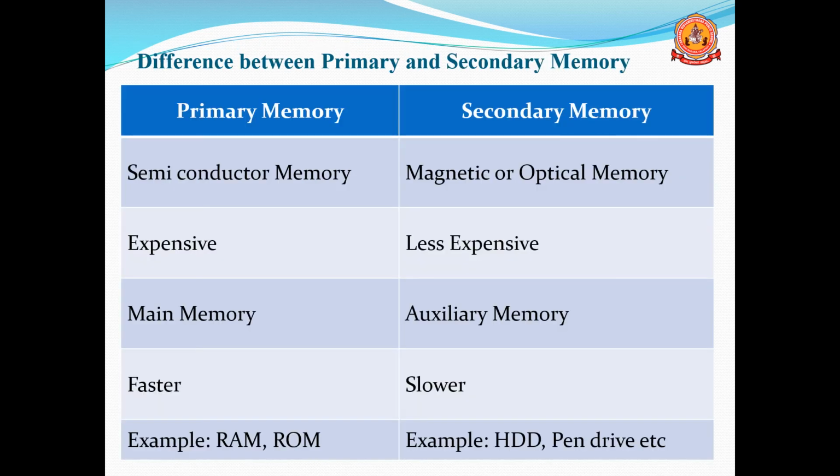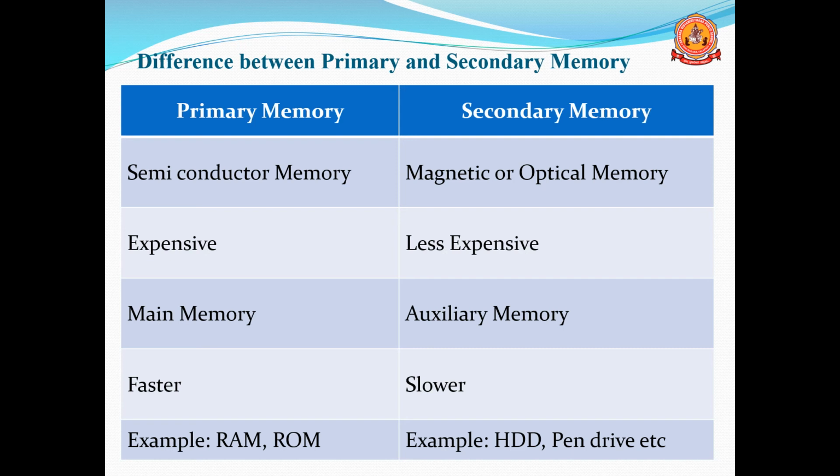Next, here is the comparison between primary memory and secondary memory. Primary memory is semiconductor memory. Already told, primary memory, RAM and ROM, is a semiconductor memory. Secondary memory is magnetic or optical memory. Here in secondary memory, we are mainly making use of magnetic or optical material.